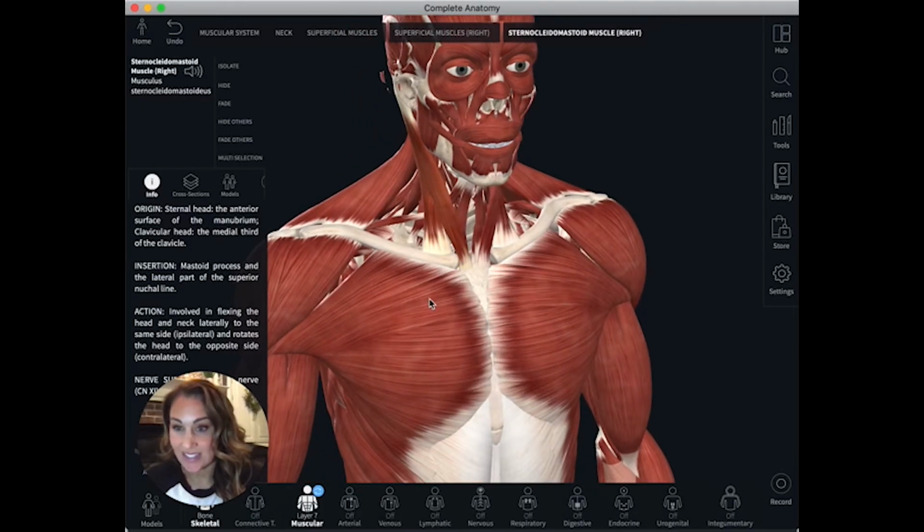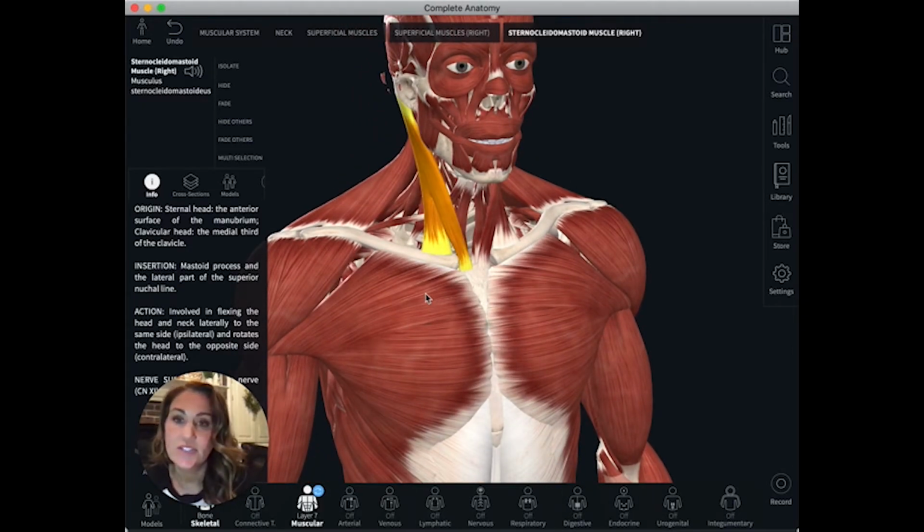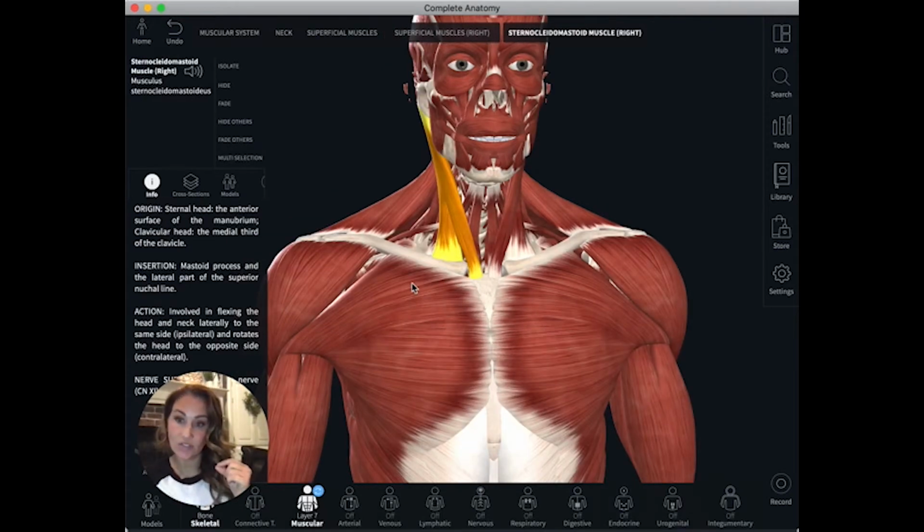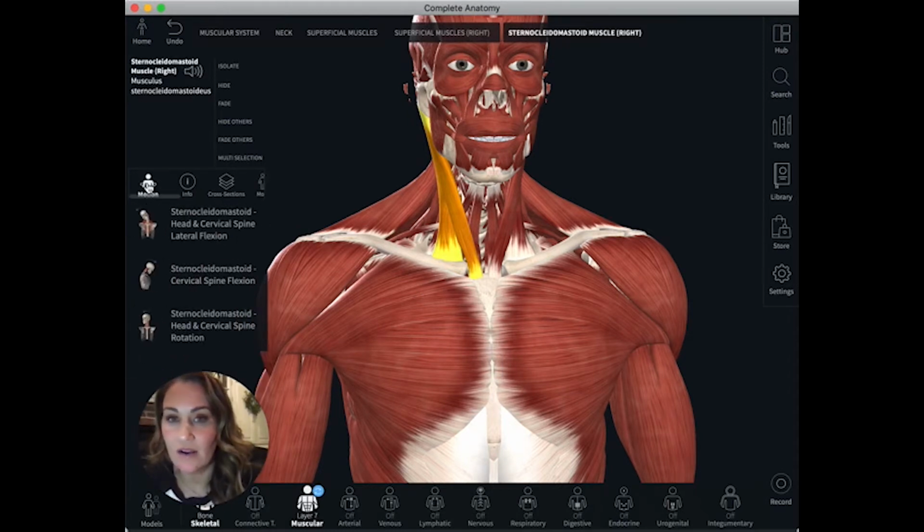So that's going to leave it with a very interesting action. When one side contracts, and from this point on, we're going to be talking about one side versus both sides. If both sides contract, it's going to cause a different action. So you need to specify whether this is one side or both sides, because you're going to have two different actions. So if one side of the sternocleidomastoid flexes, it's going to have a contralateral rotation. So if my right sternocleidomastoid muscle contracts, my head is going to move to the left.